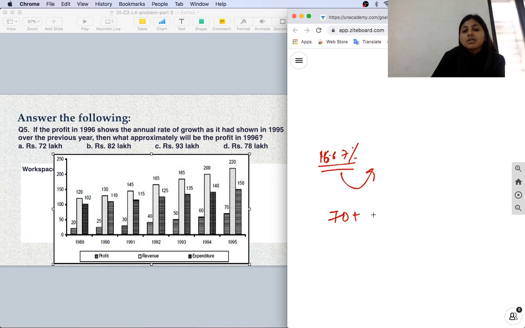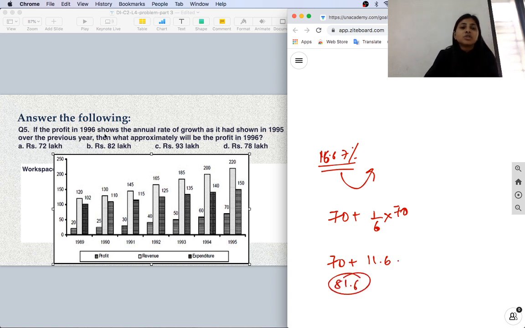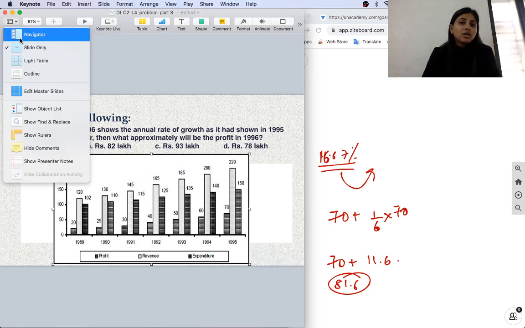So if the value from 1995 to 96 increases by the same percentage, what will it be? 70 plus 16.667% of 70. So that will be 70 plus, this will be something like 11.6. So you can say the answer is 81.6, which we can say as option B, 82 lakhs. Okay.